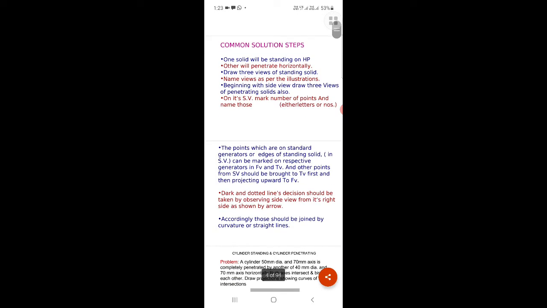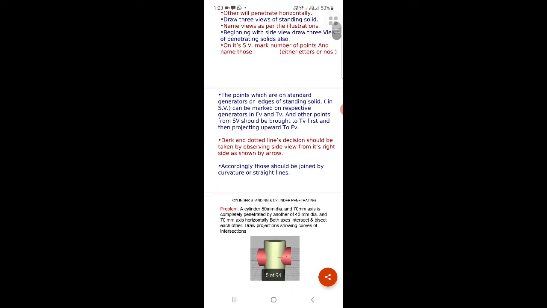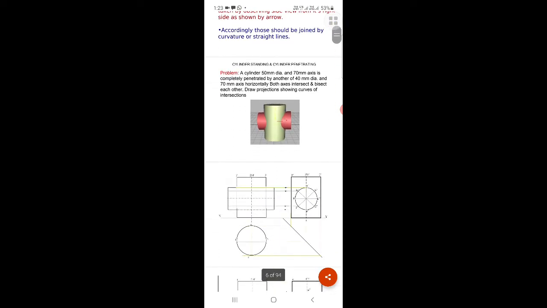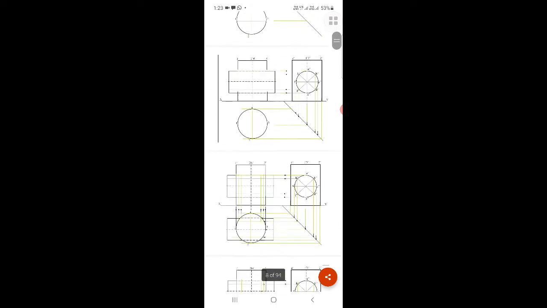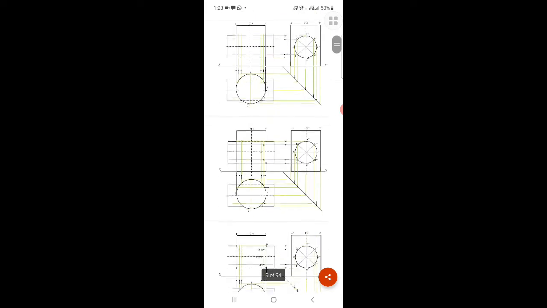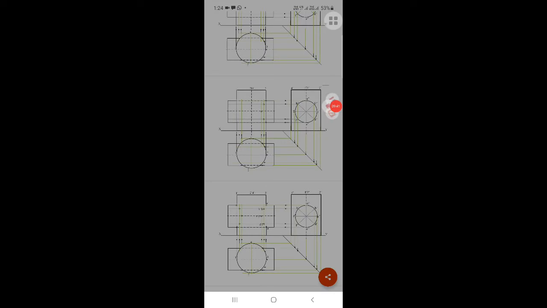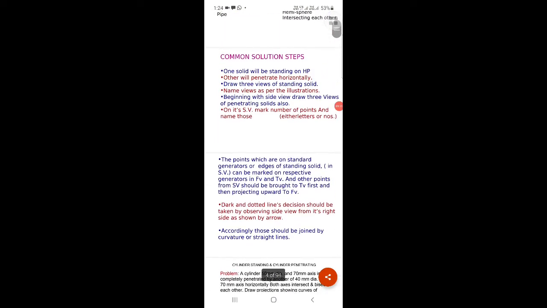Also, the points on the standing solid's generators can be marked on the respective generators. The points of the side view are shown. Dark and dotted line decisions should be taken by observing the side. So this is a problem: how to show the intersection of cylinder with cylinder? First mark all points, then take all these points on the side view. So write this down. Firstly, what is the point? Common steps.